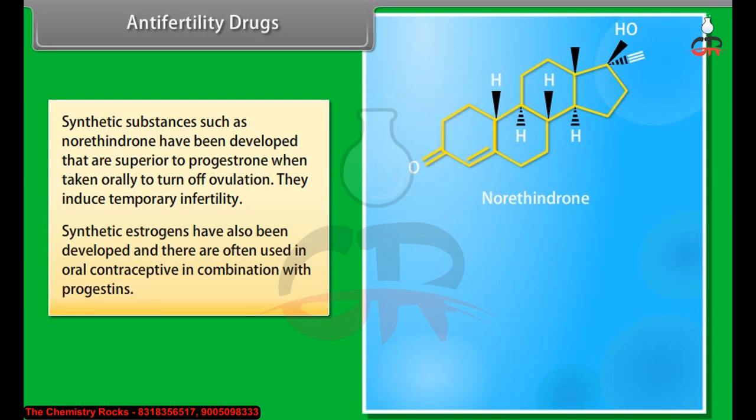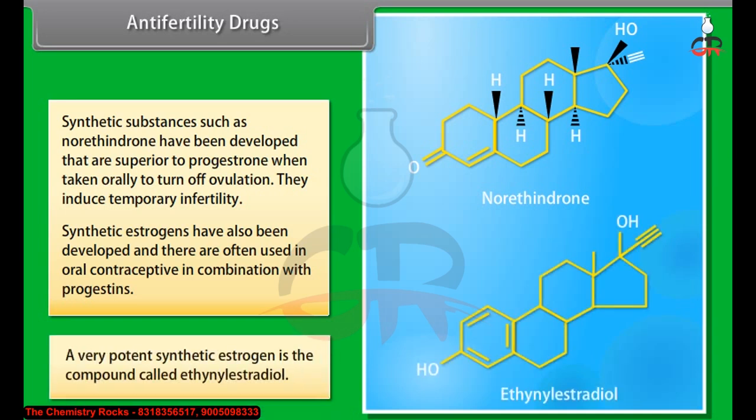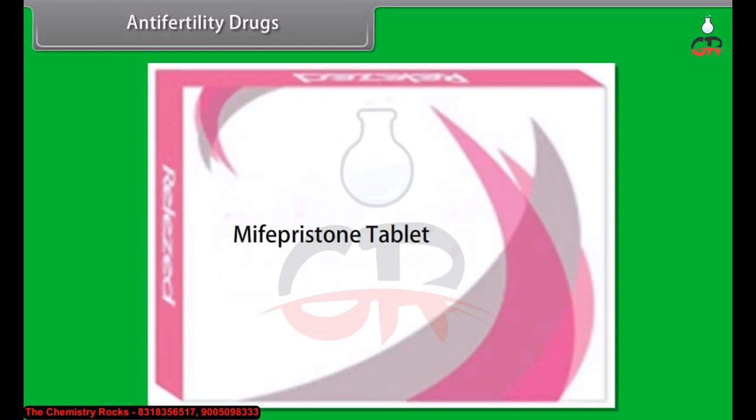Synthetic estrogens have also been developed and they are often used in oral contraceptives in combination with progestins. A very potent synthetic estrogen is the compound called ethinyl estradiol. Mifepristone is a synthetic steroid that blocks the effects of progesterone and is used as morning after pill in many countries.